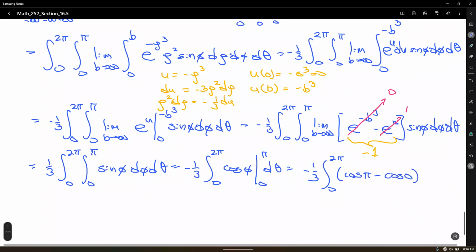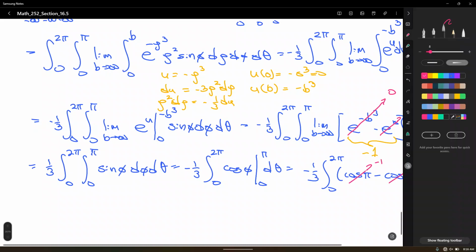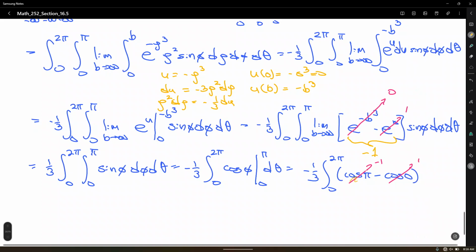Okay, so again, let's simplify the inside of the parentheses. Cosine pi, isn't that negative 1? Cosine 0 is 1. The end result right here, what is that? Negative 2, right? The result inside of the parentheses is negative 2. How about we multiply that negative 2 with the negative 1/3 outside of the integral? That's going to give us positive 2/3, integral from 0 to 2 pi d theta, which means 2/3 theta from 0 to 2 pi.